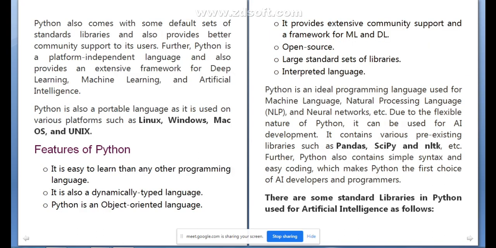So it comes with a default set of standard libraries. So there are different standard libraries, just like in C we have standard libraries. Which libraries are there, who will tell me? Standard libraries that you have used in the Python language.